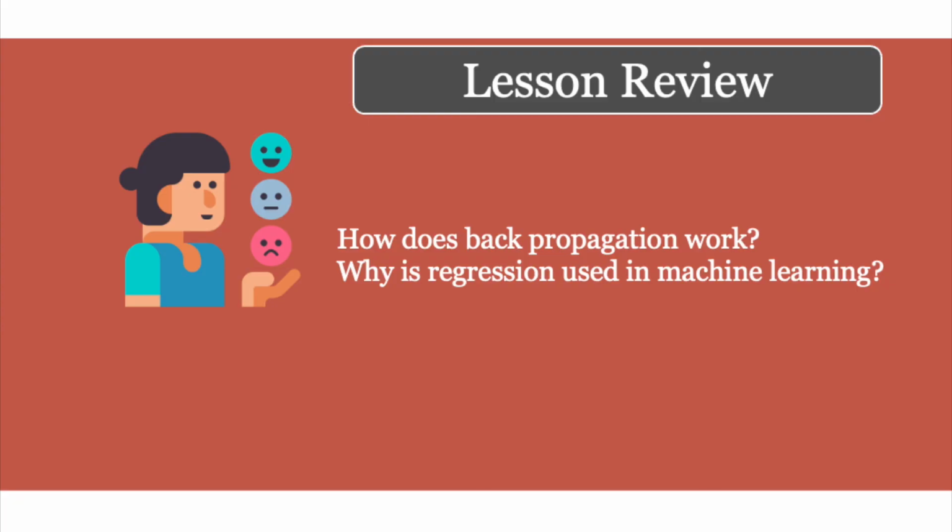So hopefully you understand how backpropagation works. You understand that there are two types of backpropagation, static and recurrent, and you should be able to answer why regression is used in machine learning. To questions like these, all you need to do is have description-based answers. Regression is used to analyze the relationship between the input, the output, and the hidden parameters. It uses statistical analysis, and so on.